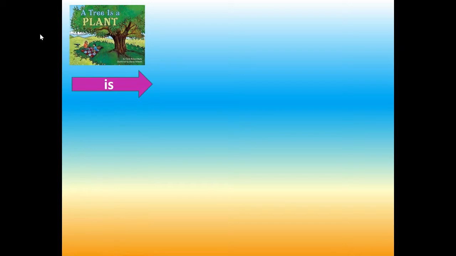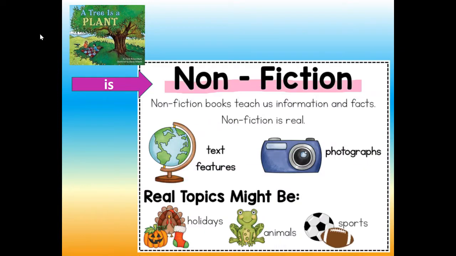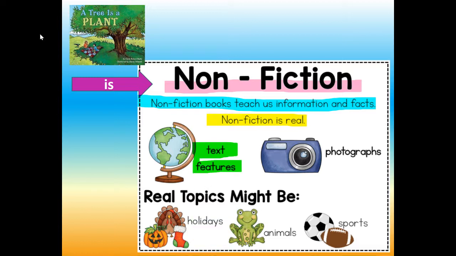So, A Tree is a Plant is nonfiction. What does that mean? Nonfiction books teach us information and facts. Nonfiction is real. It has text features, photographs. Real topics might be holidays, animals, and sports.